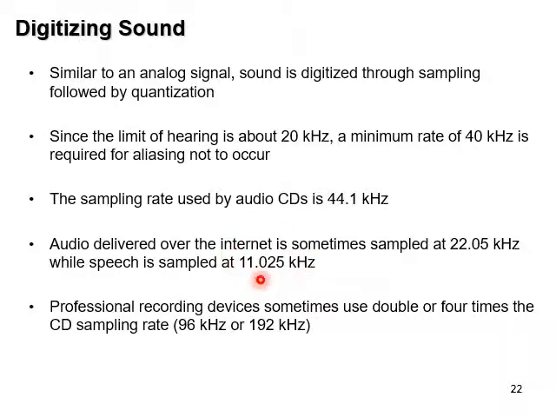So that's why 11.025 kilohertz, which means that the highest good frequency you can represent is half that number, 5.5 kilohertz. This is what's used for speech. For internet, we use 22.05. Again, this means that the highest is 11.025. At the same time, as you reduce the number of samples or the sampling rate, you can save in terms of storage. Professional recording devices sometimes use double or 4 times the CD sampling, 96 kilohertz or 192, just to make sure that there is no aliasing at all, and this is the whole idea.